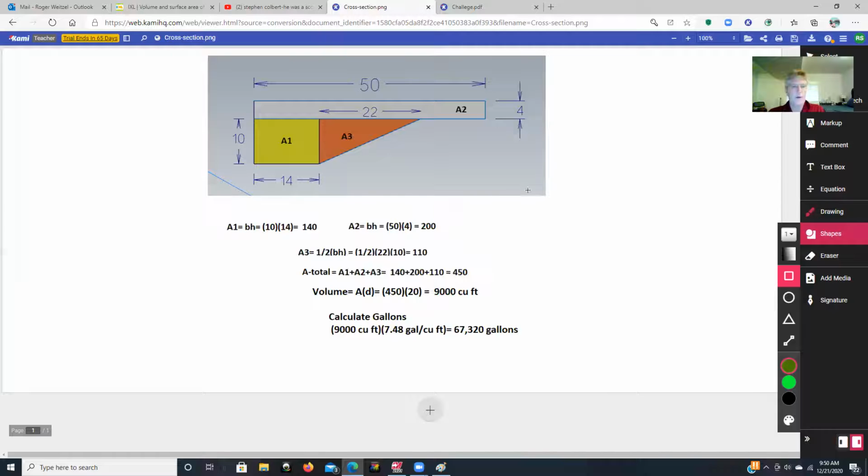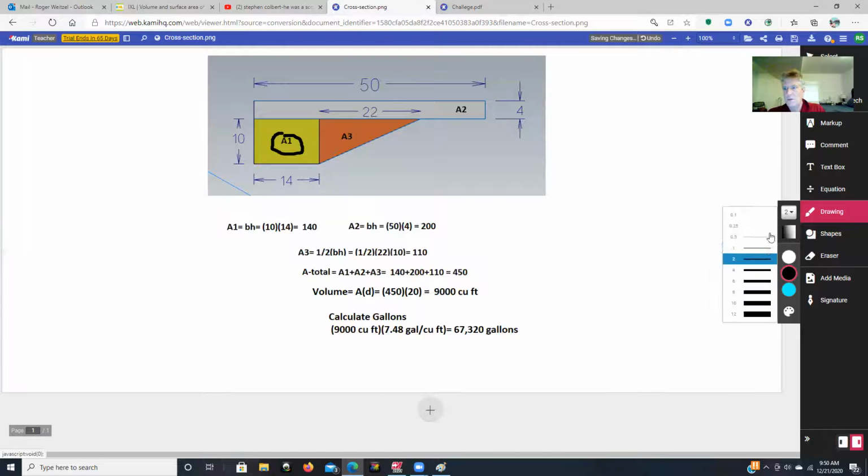So at this point, it just becomes a matter of identifying, okay, we want to work on area number 1 first. So that's a rectangle. That's just going to be the base times the height. That's going to be 10 times 14, which is going to be 140 square feet. Okay, done with the first part.